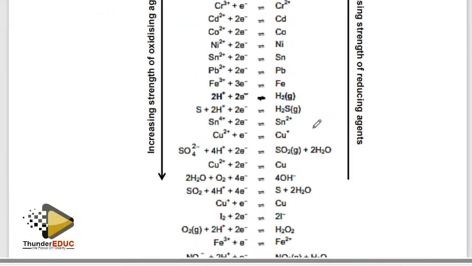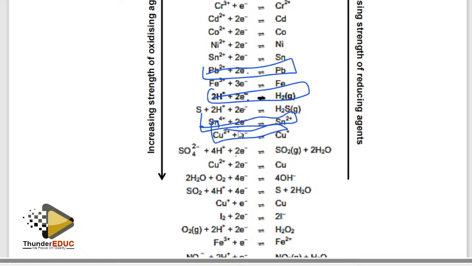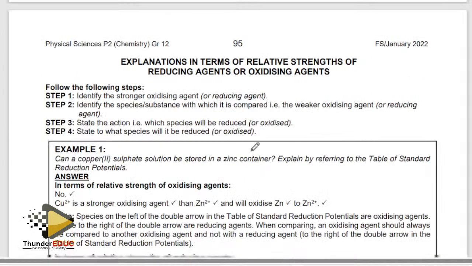For example, I have this zinc and lead and hydrogen. So it means that lead is more reactive than hydrogen. I have copper, and then copper is more reactive than tin. Tin is more reactive than copper. So the one which is on top is more reactive than the one which is on bottom. You understand? Therefore, the one which is on top is going to be oxidized. The one which is on bottom is going to be reduced. So that's how you identify which one goes to the cathode, which one goes to the anode.